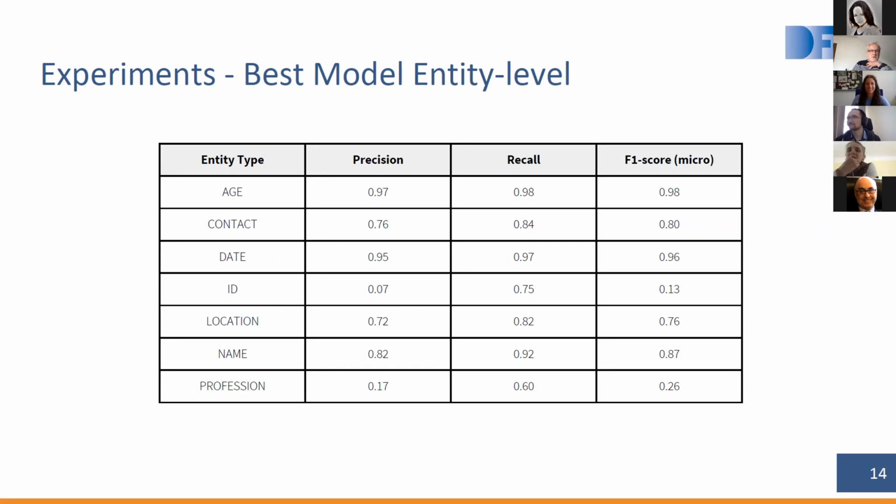Best results for age. Then you see further that I think date is processed very well. Not so good is the ID information, and profession also, that of course depends on, for example, the distribution of the labels if we consider them together.